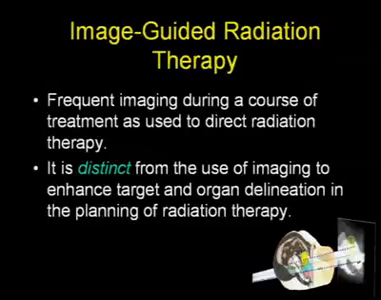Image-guided radiation therapy is defined as the frequent imaging of the patient during a course of radiation therapy, and the use of these images to direct the beams towards the target. It is distinct from the use of imaging to enhance target and organ delineation in the planning of radiation therapy. So in IGRT, we make images in order to verify the positional accuracy of the patient, and this is not to be confounded with simulation imaging.